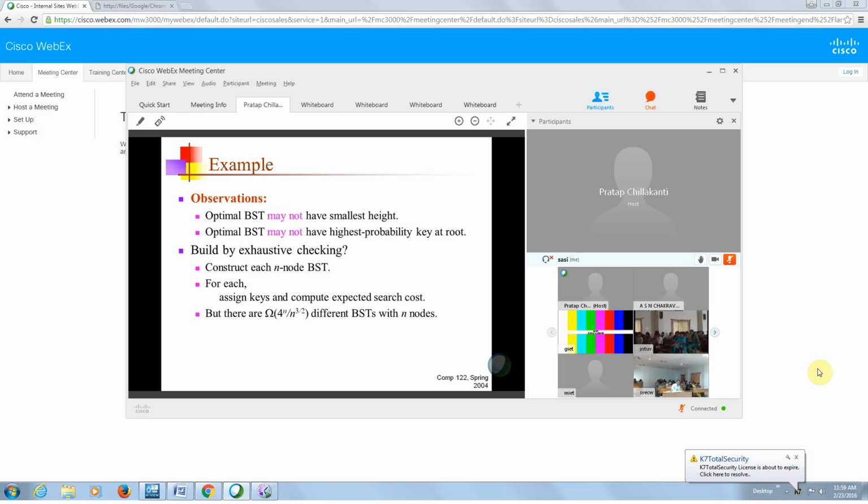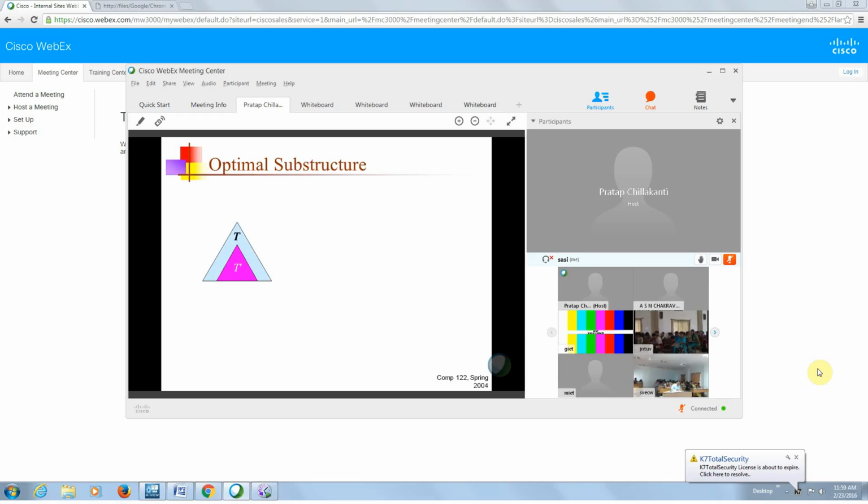There's some theory there. Some big omega number. If you get into more details, you can see the order of that, right? Different BSTs with n nodes. What is the order? He's showing you that one.